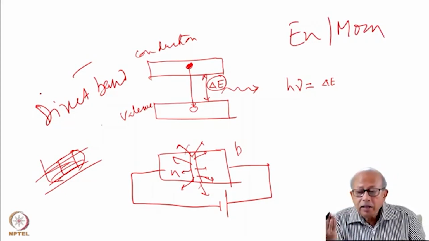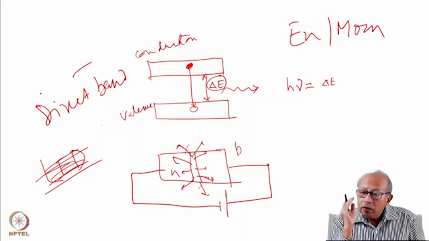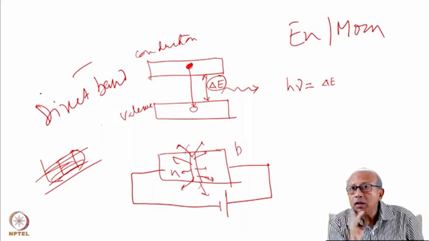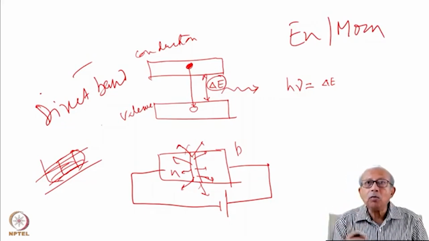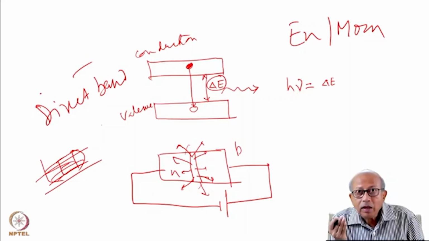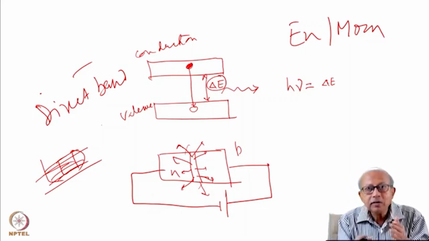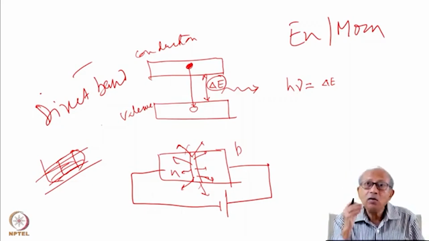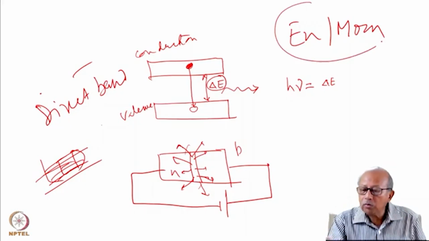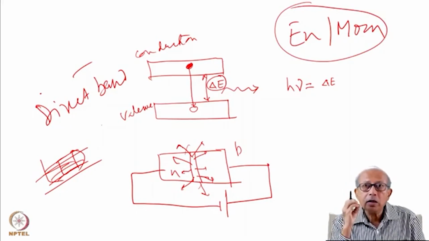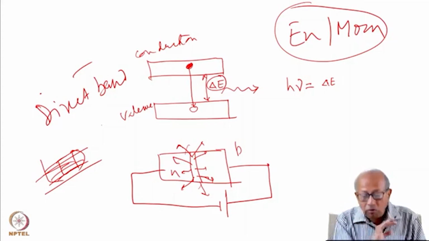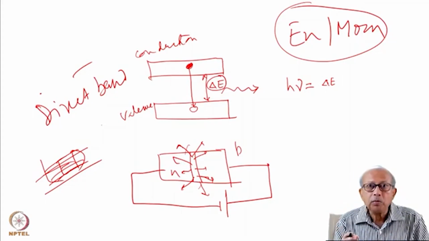In case of indirect band semiconductor, the momentum conservation is not guaranteed, and therefore it doesn't normally emit light, and this energy is actually dissipated as heat. Unfortunately, silicon, the most popular semiconductor material, is an indirect band gap semiconductor and therefore does not show this property.